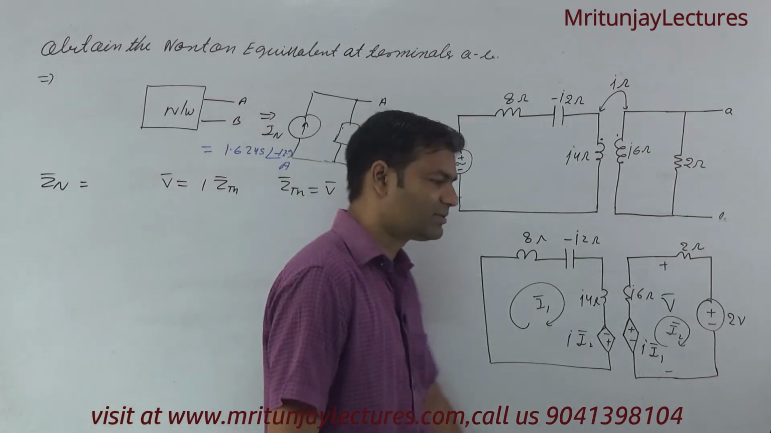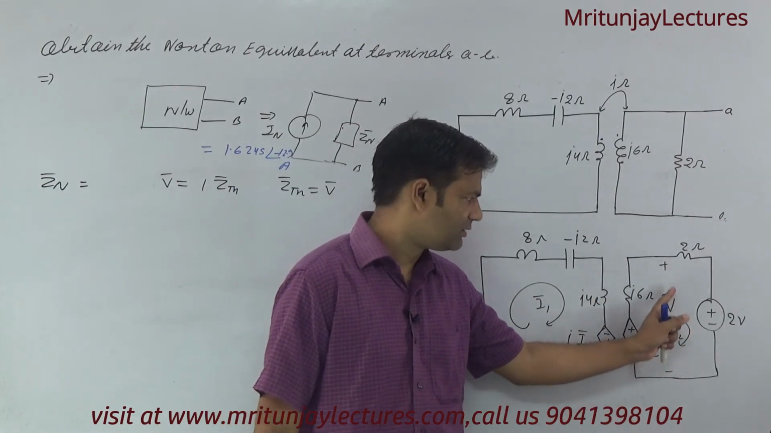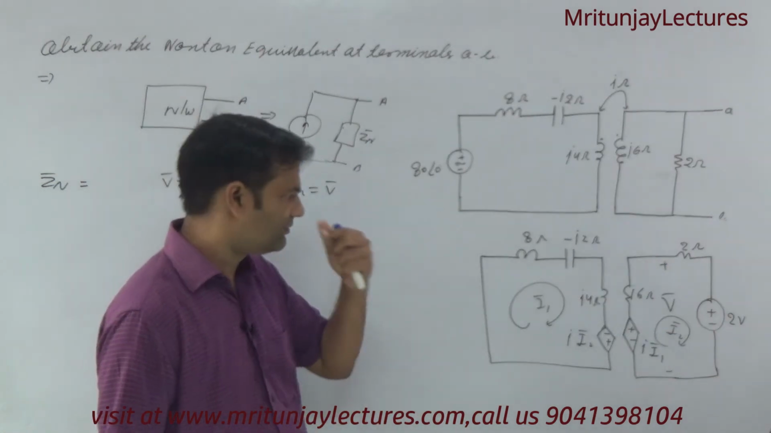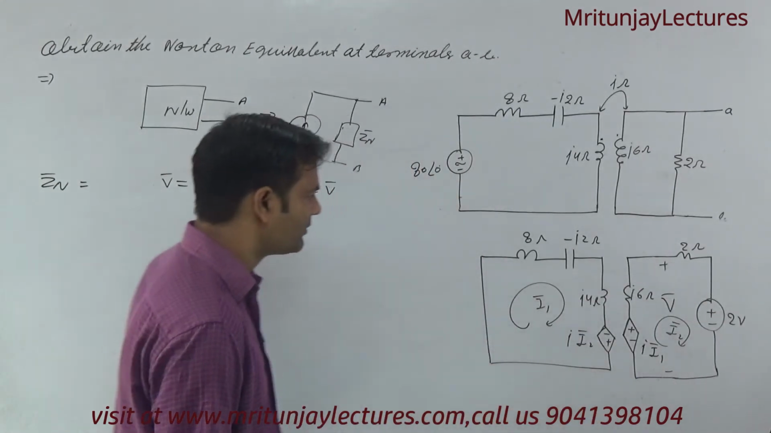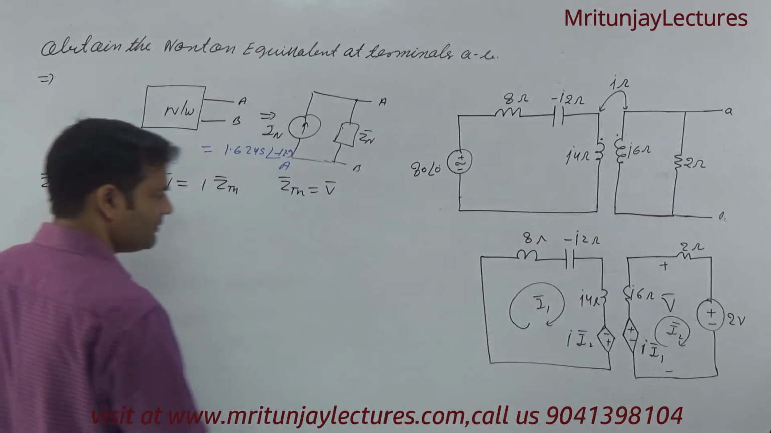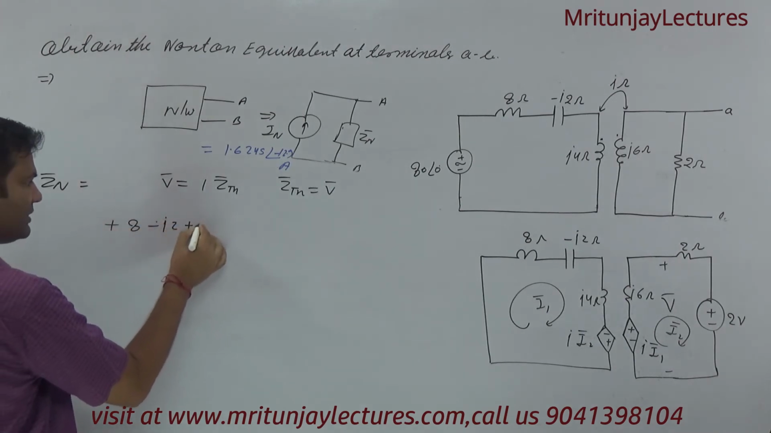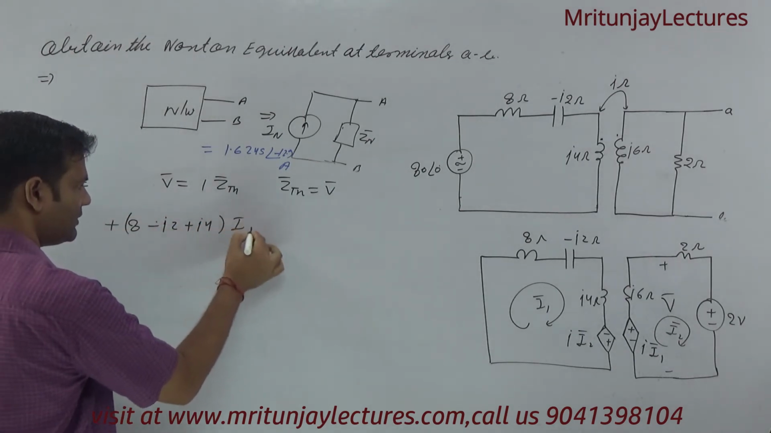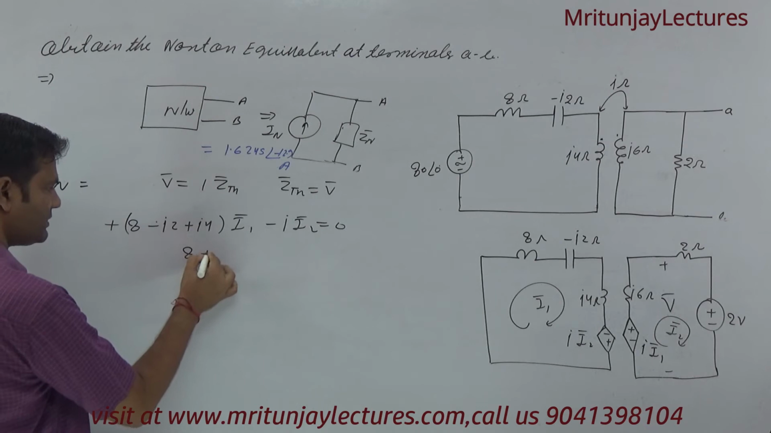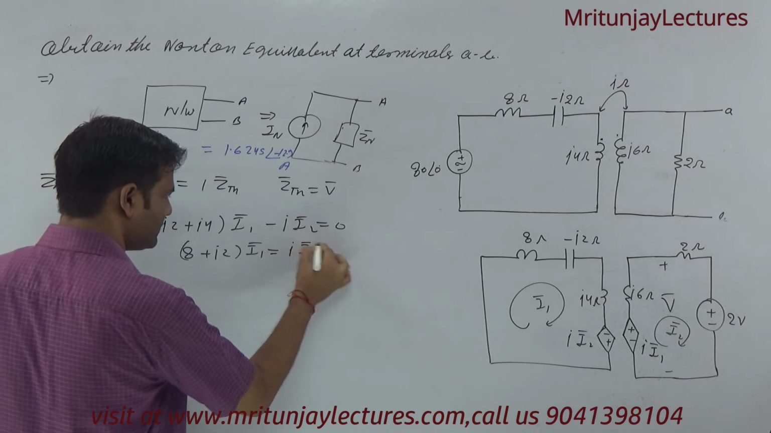Now next target. What is our motto? Our motto: determine V. How can we determine V? If you first of all determine I2, then we have determined V, because we apply KVL. Okay. Now loop. Apply KVL in loop 1, that is 8 minus J2 plus J4 into I1 minus J I2, this will be equal to 0. So 8 plus J2 into I1, this will be equal to J I2, equation number 1.